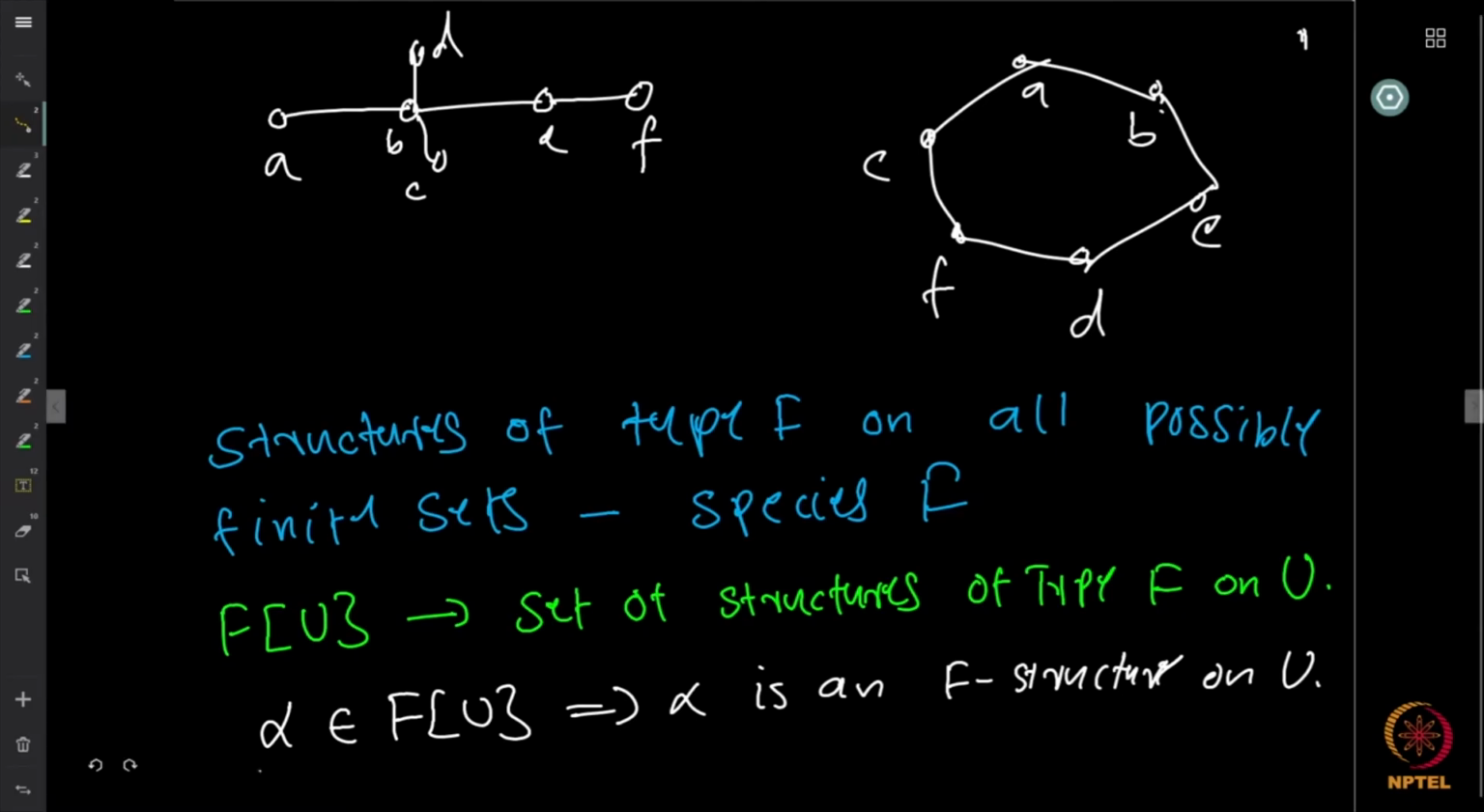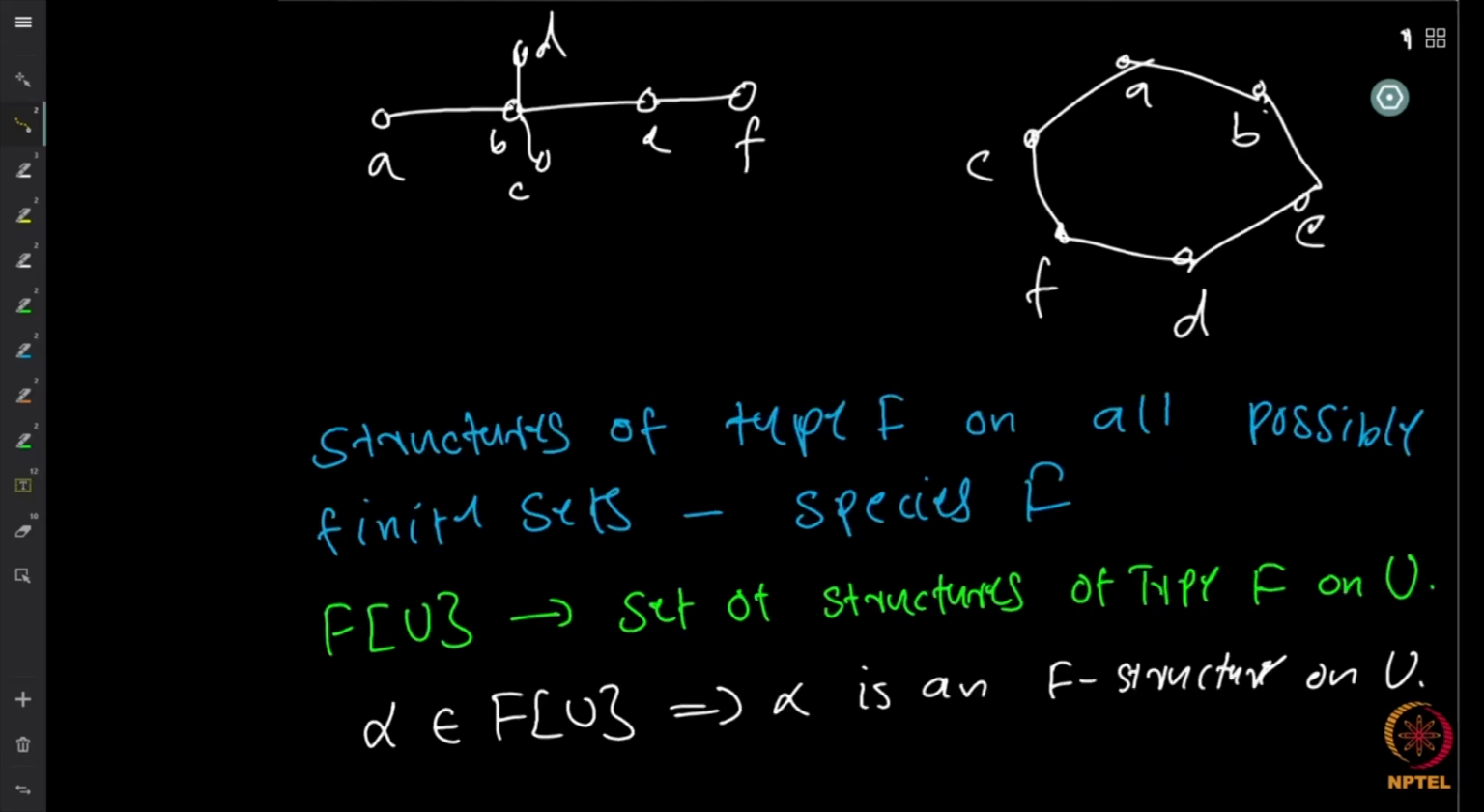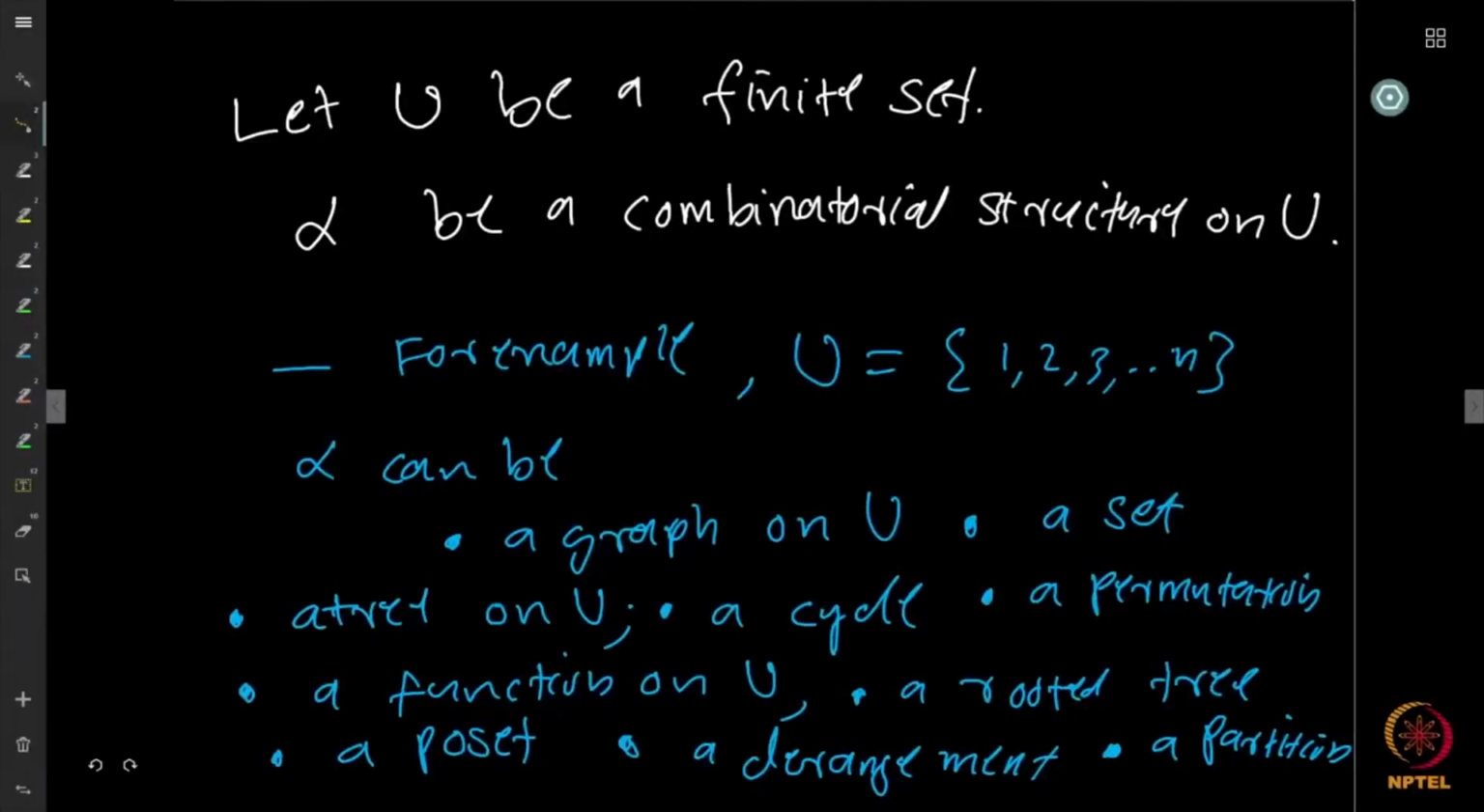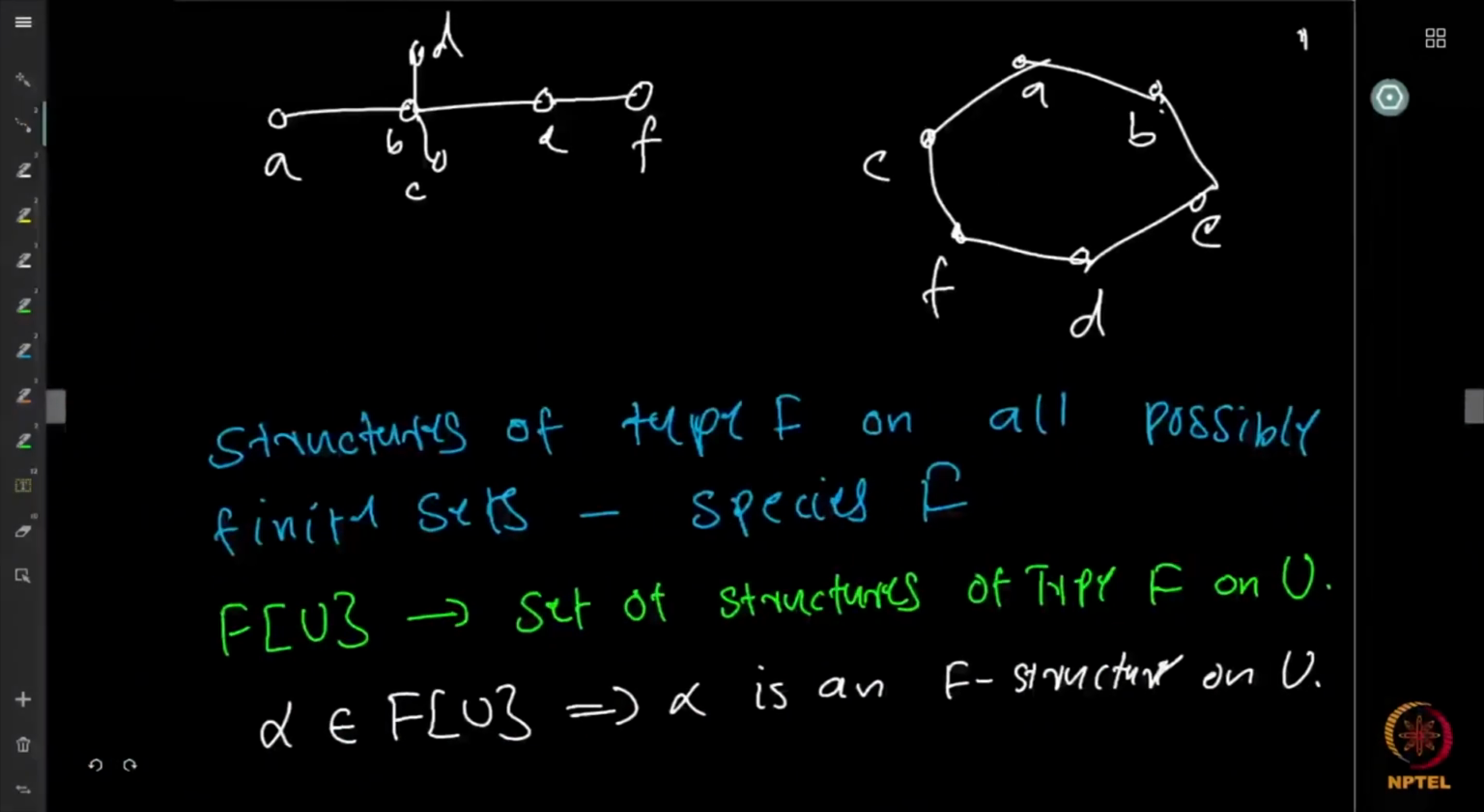Now, when we say a structure alpha belongs to F of U, we can write alpha in F of U. That means that alpha is an F-structure on U. So U is a set, and alpha is a structure of the type F that we are talking about, whatever the species, trees or paths or functions or posets or derangements, that type of structure on U.